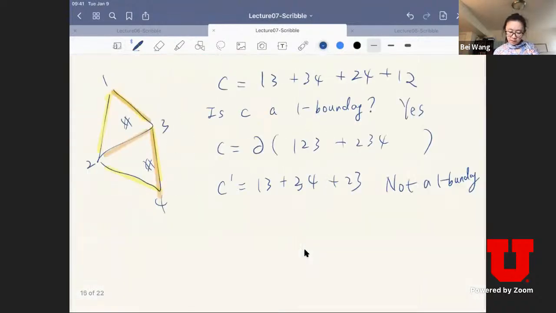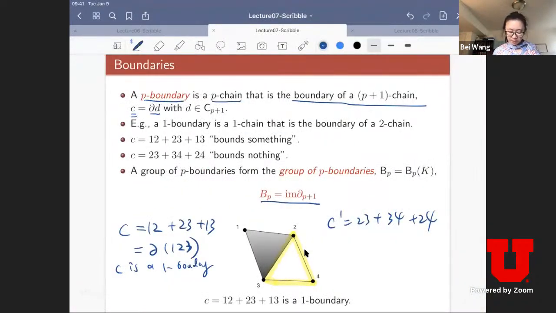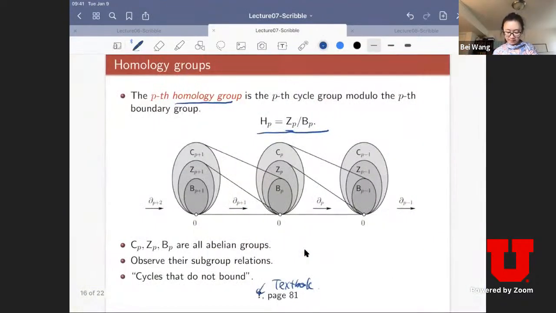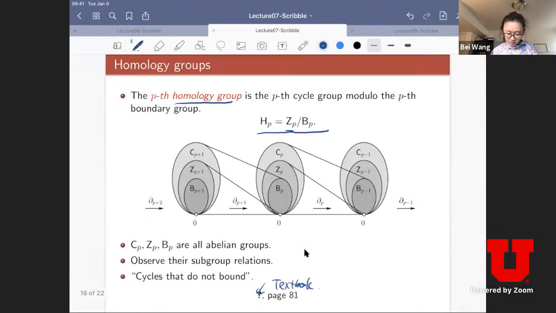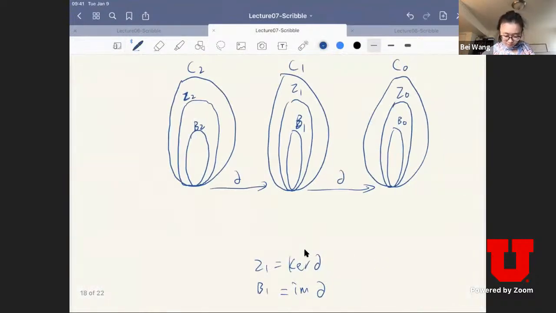So remember, there is a notation that B is an image of a boundary and Z is a kernel of the boundary. So let's look at Z1. Z1 is a kernel of this boundary map, and B1 is an image of this map. That's why this picture looks like this, because B1 is an image of it. This whole picture of going from the big C2 to B1 is because I take every element in Z2 and map it to B1, because B1 is an image of this map, right? It's all the possible things in the codomain that is mapped, from the input to the output.